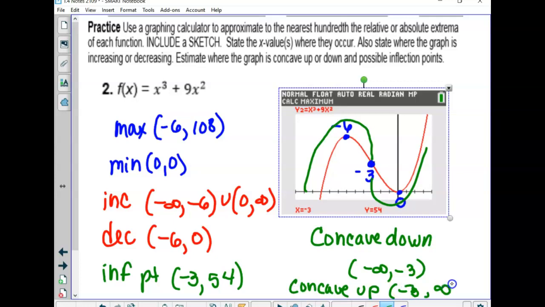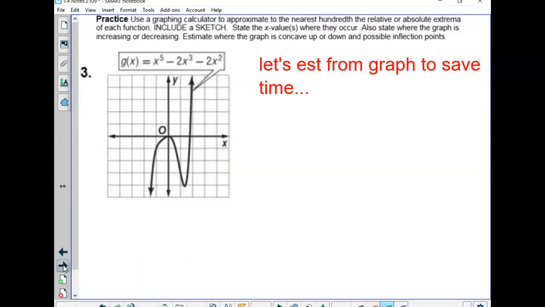How am I doing on time? Not so good? Okay. Do I need to do end behavior? Can I skip end behavior? Okay. We're getting there on that. Okay. This time I was just going to estimate. What is the thing that's really giving you trouble? Usually it's the inflection points, yes?